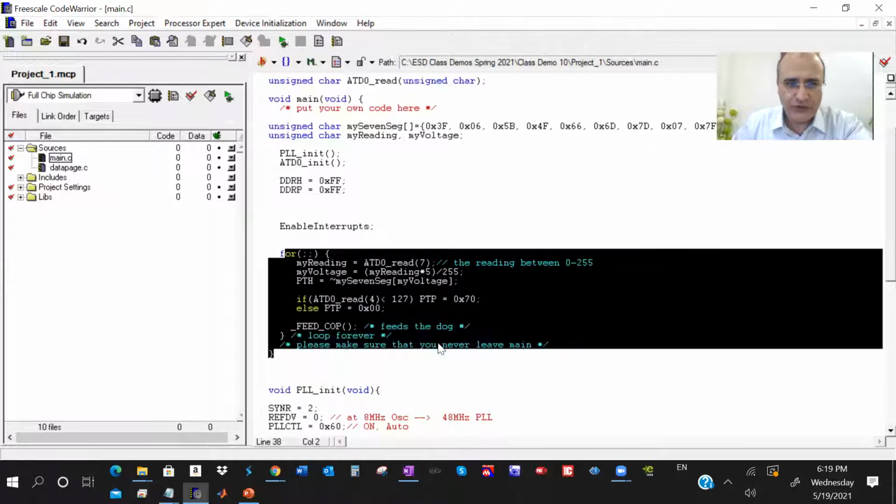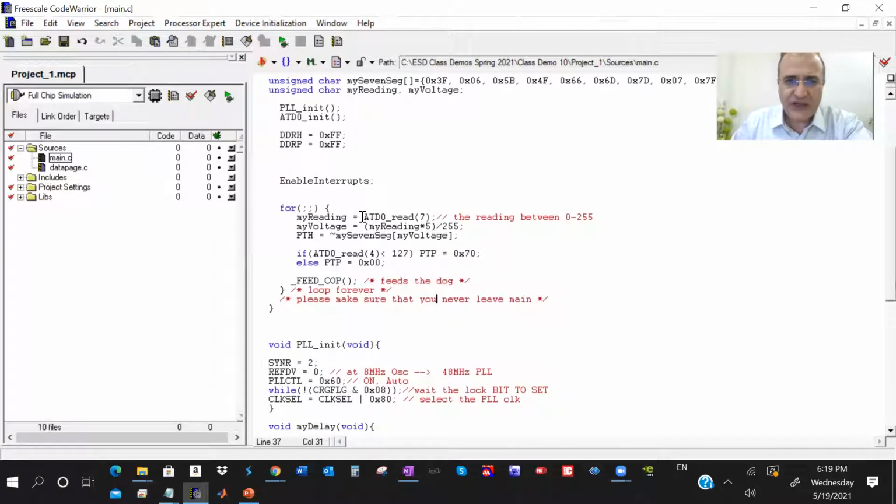Then in the infinite loop, what do we do? I say A to D 0 read channel 7. Channel 7 connects the potentiometer to it. Okay? So read it. It's going to return an 8-bit value. I am going to store it in my reading. So my reading is going to be a number between 0 to 255. Okay, if we configured the A to D to 10-bit, the number is going to be from 0 to 1023. In this case, my reading cannot be a character. It has to be an integer, because it's more than 8 bits.